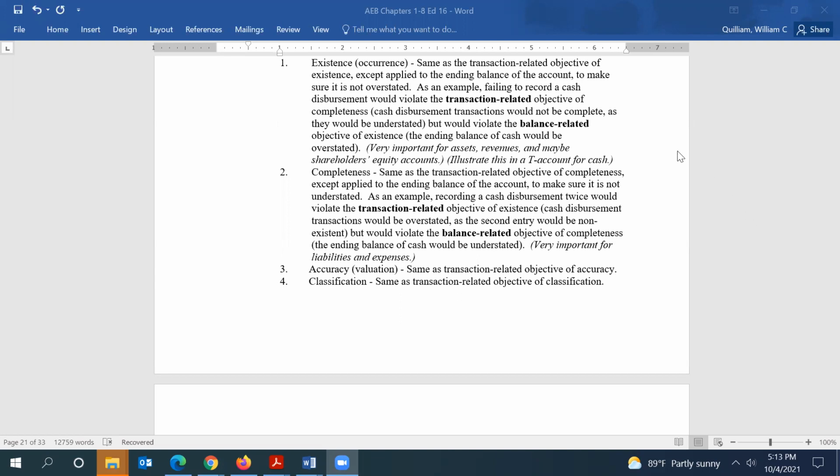Professor Quaylen, Dr. Quaylen, you said that when you overstate the recorded transaction, therefore the ending account balance will be overstated. That's an occurrence of existence, correct? Because you did not... that's an occurrence of existence? Yes, we violated the balance related objective of occurrence or existence. Okay, because I thought you said completeness, but I wanted to make sure it was occurrence or existence. No problem.